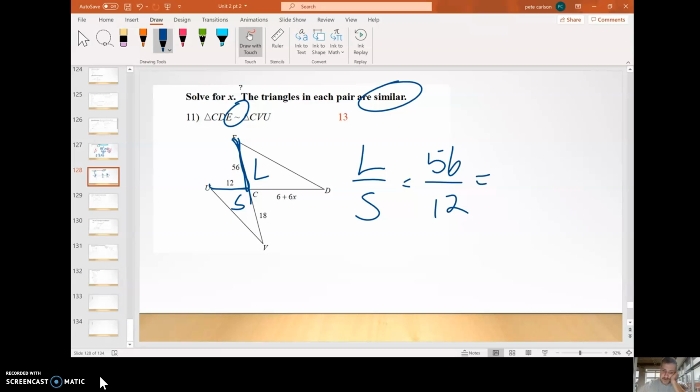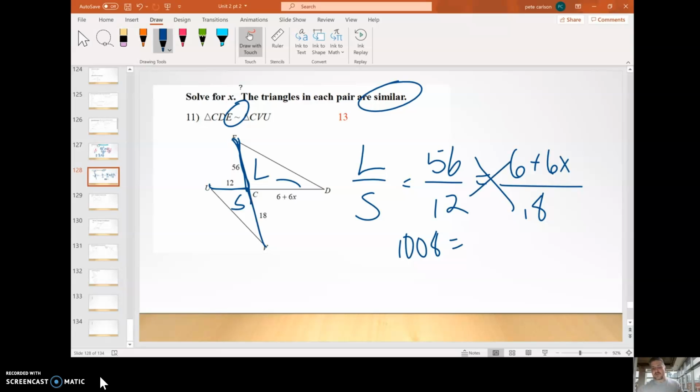Now, in the large triangle, 6 plus 6x is my large side. And in the small triangle, 18 is my long side. So that's how I would set this up. Cross multiply and solve for x. When you cross multiply, 56 times 18 shouldn't be hard to do because you've got a calculator. You get 1,008.